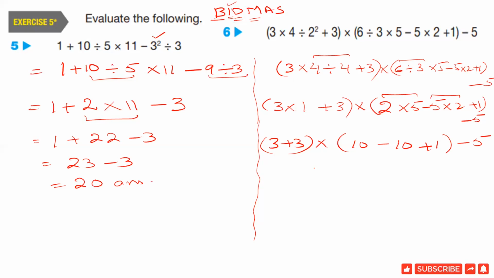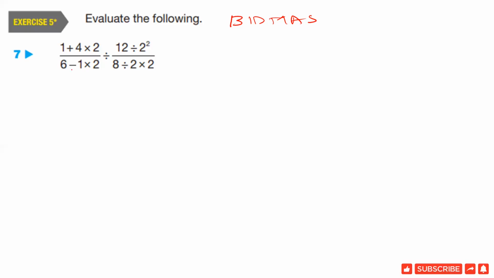5 minus 5 is outside the bracket. So it becomes 6 times this plus 10 and this negative 10 will cancel each other, and then we are left with 1 inside minus 5. 6 times 1 is 6 minus 5. Answer again is 1.